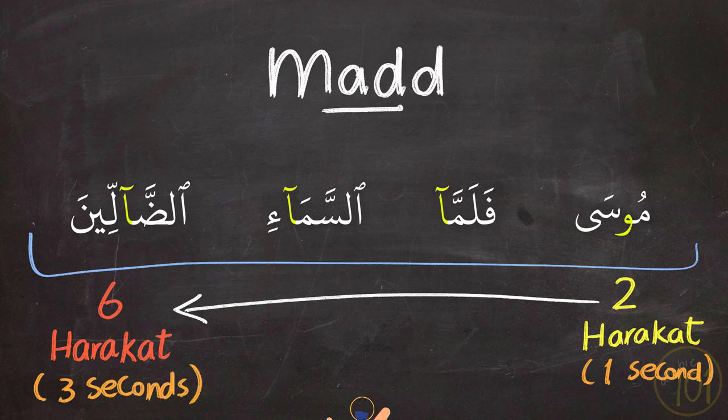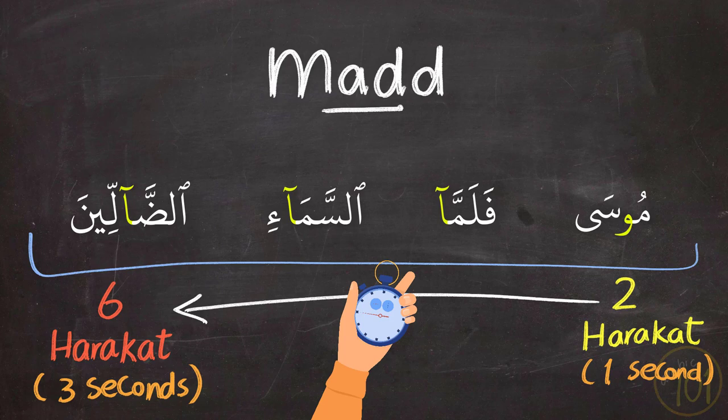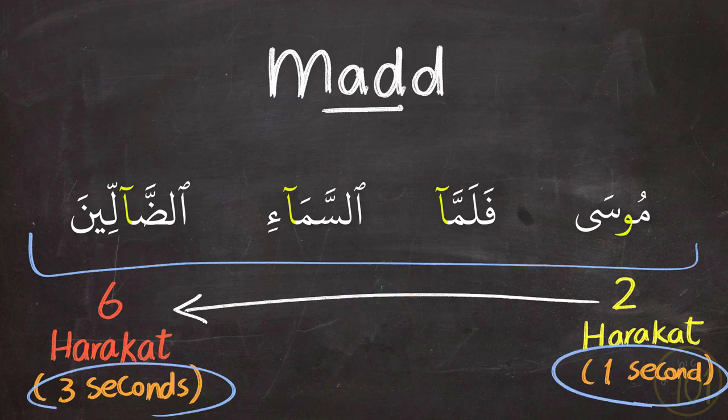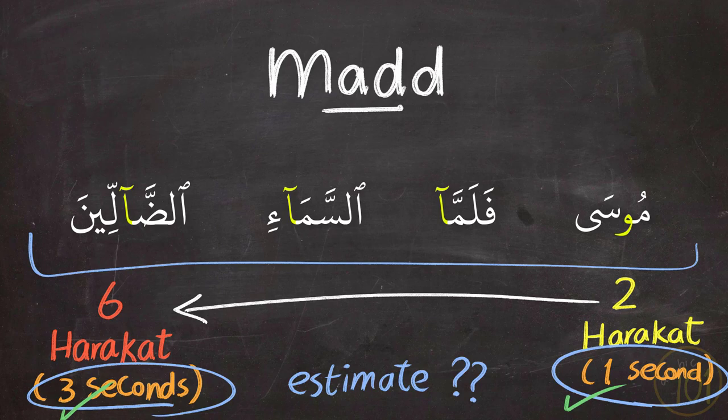But does that mean that you have to hold a stopwatch while reciting the Quran to get it right? Well, of course not. So how can we then estimate the time of mad properly while reciting the Quran? There is a much easier way that you can use to estimate the length of mad correctly every time without using any tools at all. And in order to learn this skill, let us try and understand the measurement unit of mad.